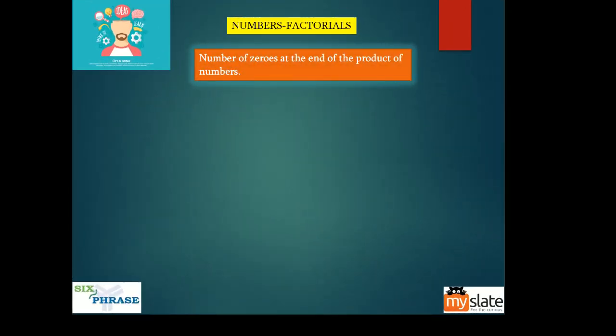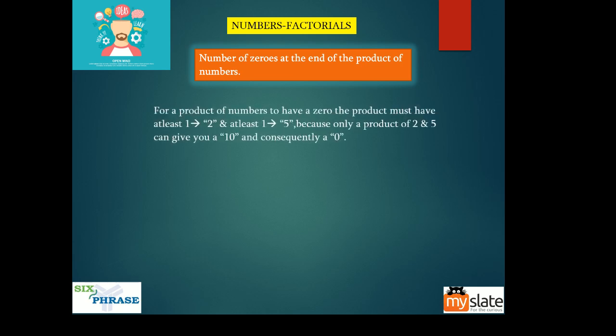Now, the number of zeros at the end of the product of numbers. Since n factorial is nothing but the product of 1 to n, we'll see when we get zeros. There will be questions where people ask how many zeros are there in the product of 50 factorial, or in 70 factorial, or how many zeros are there in a product of numbers starting from 50 to 100. There is a product, so there will be certain zeros.